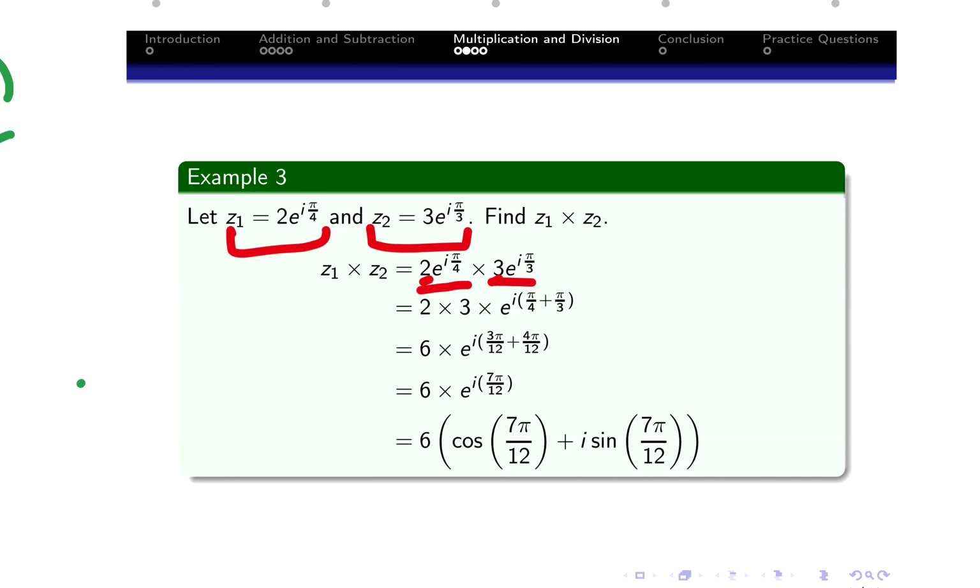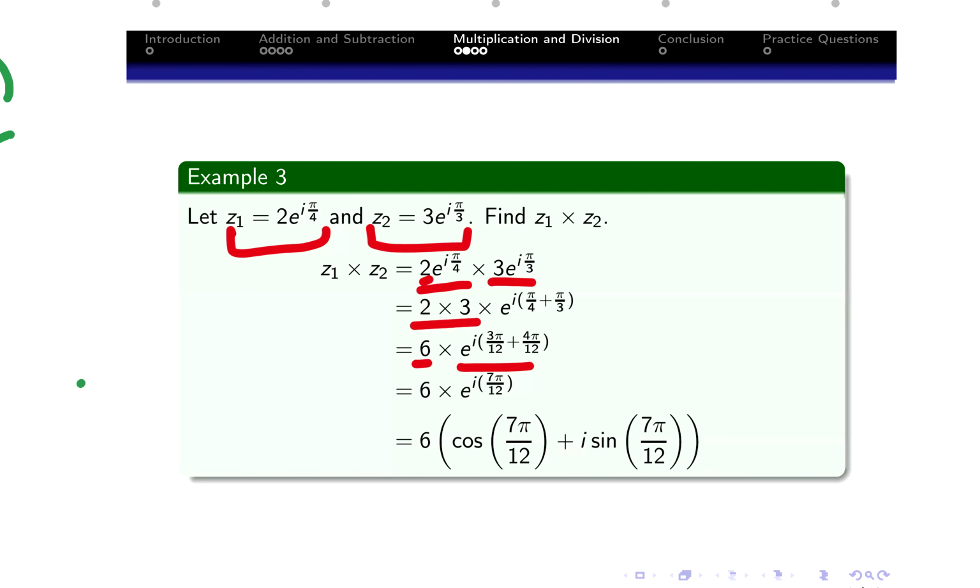LCM of 4 and 3 is 12. So you have 12. So 4 in 12 is 3, 3 times π, 3π. 3 in 12, 4, 4 times π, 4π, like that. So you have 2 times 3 now is 6 here. And then you have e raised to the power 3π/12 plus 4π/12. Adding these two together, you have 6 times e^(i7π/12).